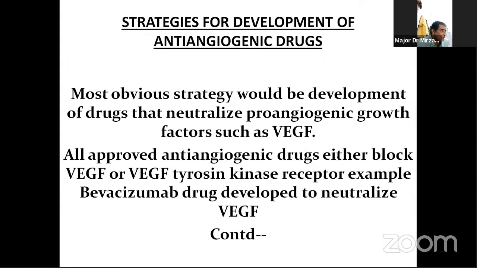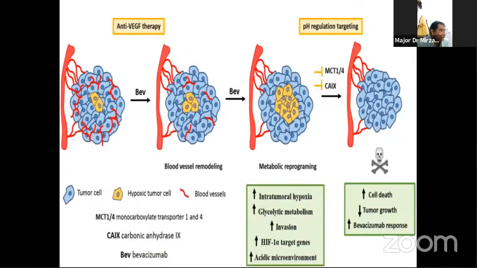Here in the picture you see tumor cells, hypoxic cells, blood cells. As much as the hypoxia is there, you see that as much new vascularization is there. So hypoxia itself is a triggering factor for neovascularization in the tumor.